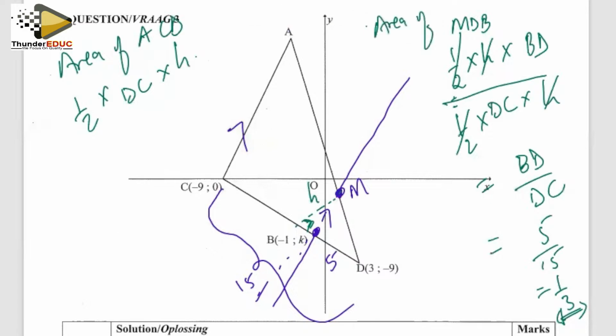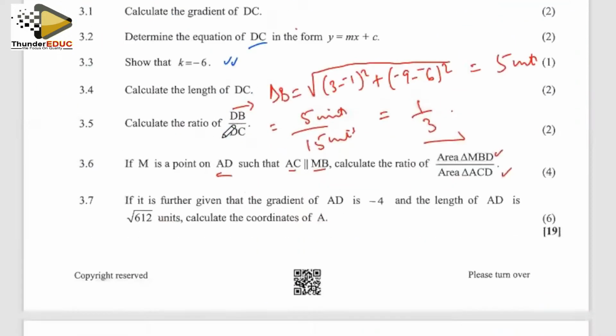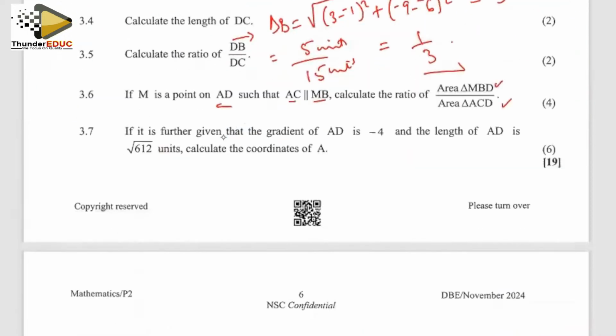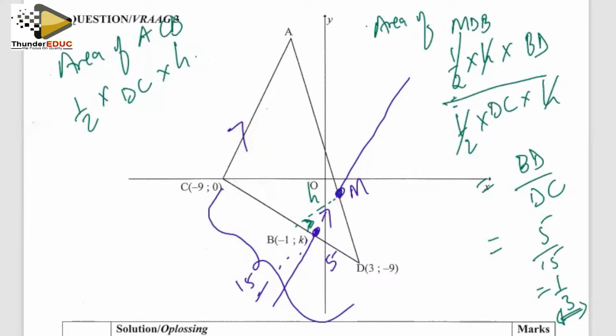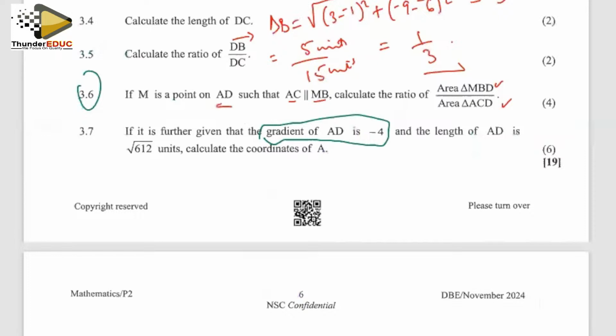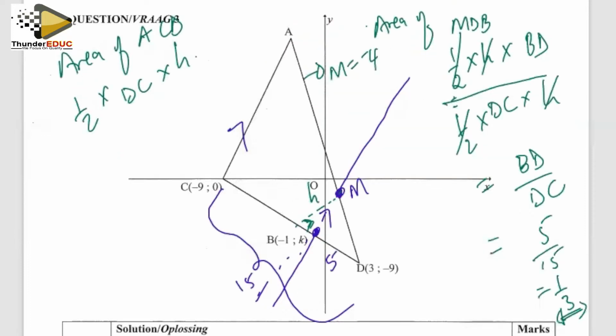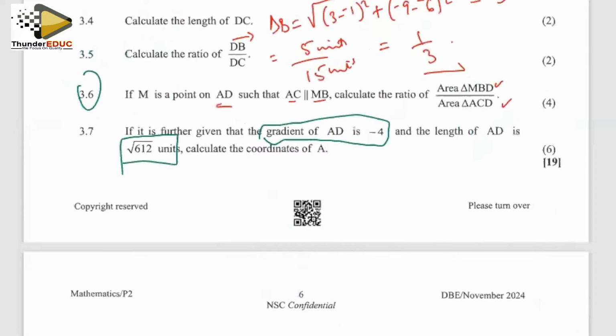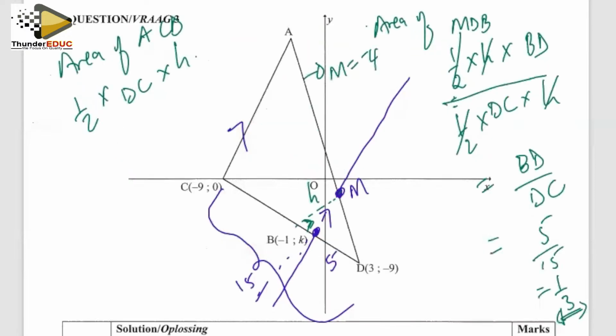All right, so that is 3.6. Then 3.7, they're telling us that it is further given that the gradient of AD is -4. Okay, so here we have the gradient as -4. Then the length of AD is square root of 612. Okay, AD root 612. What do they want us to do? We need to find the coordinates of A.